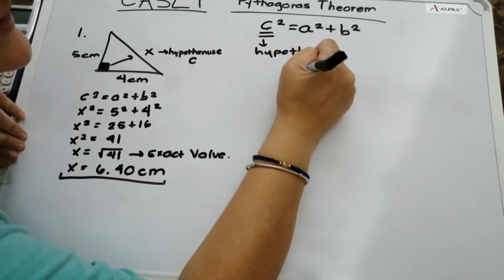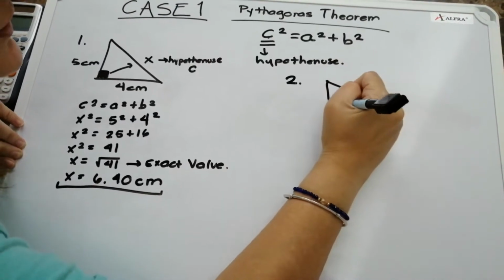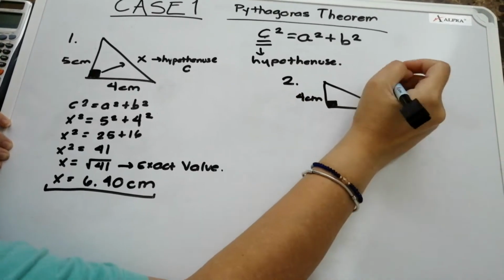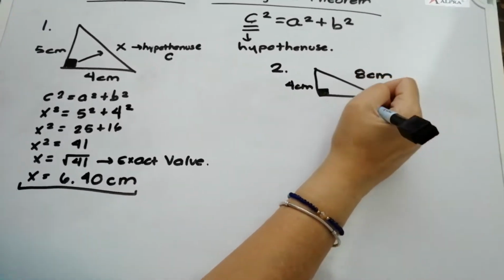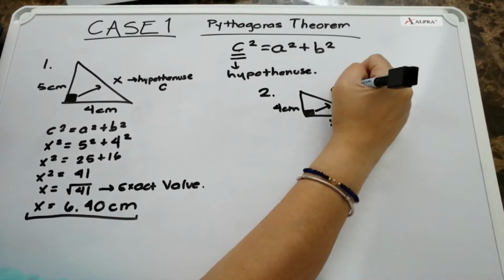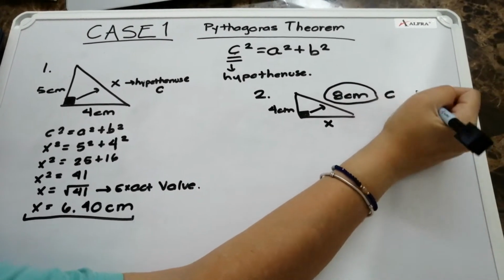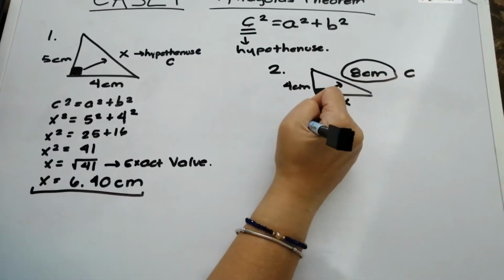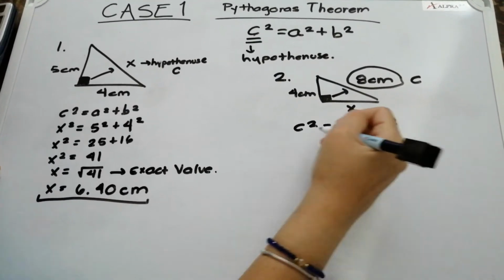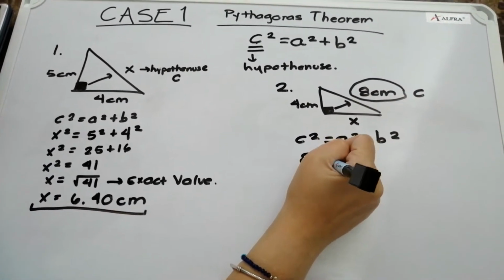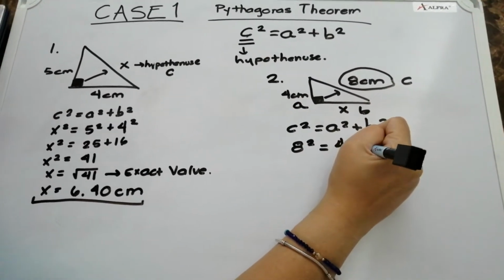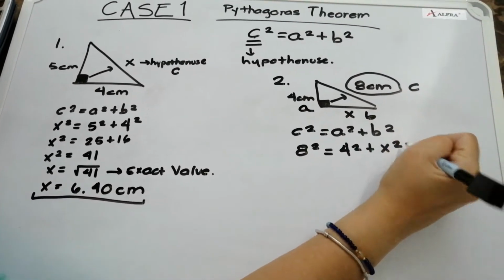In case number 2, I have another right triangle, but in this case, I have this side which is 4 centimeters, this side which is 8 centimeters, and I'm looking for this missing side, x. In this case, the hypotenuse of the triangle is the 8, which will be represented by the letter C, okay? If I use the formula C squared equals A squared plus B squared, then C will be the 8 centimeters, and this will be A and B. A will be 4 centimeters, and B is the side that I'm looking for.